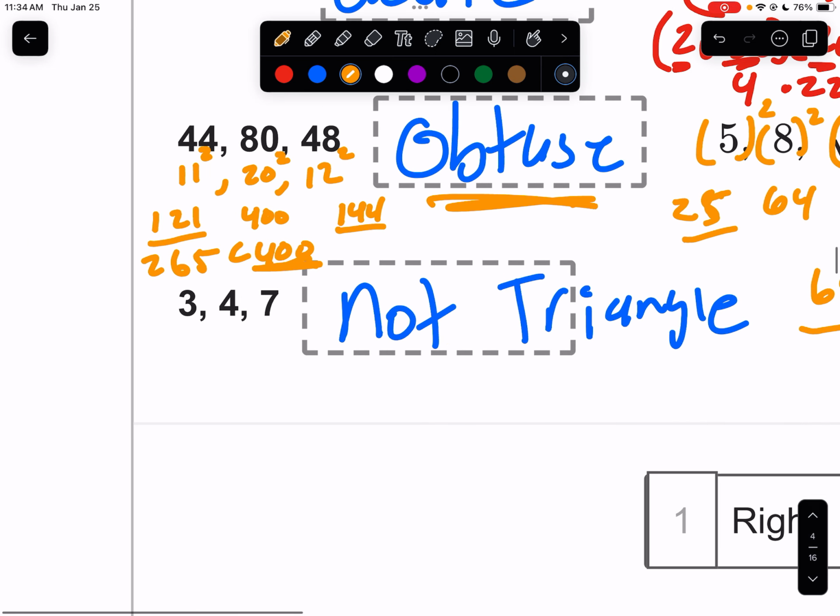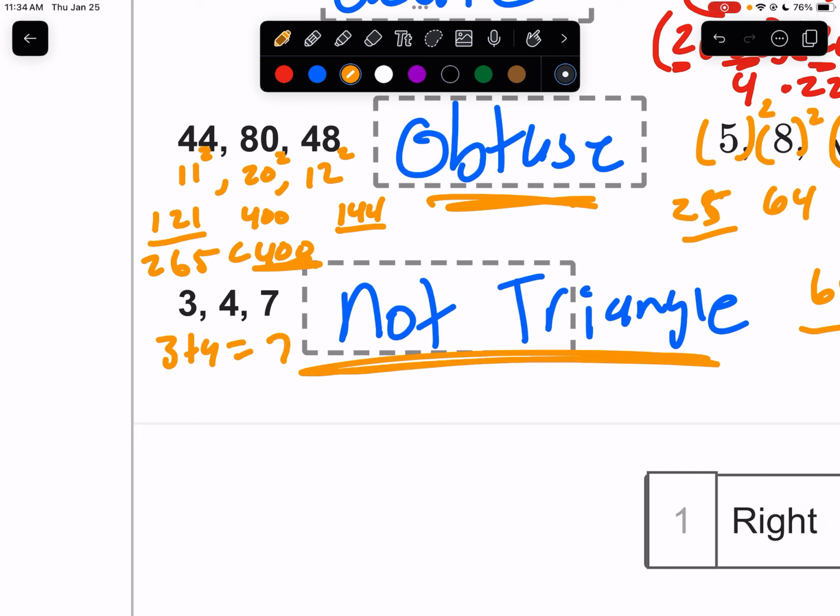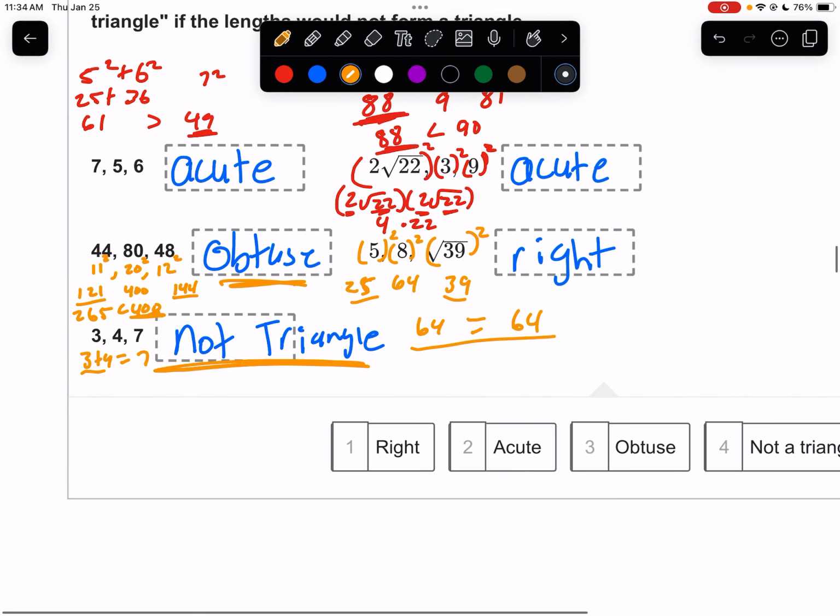And then last one, 3 plus 4 is equal to 7. That is not even a triangle. It has to be more than 7.